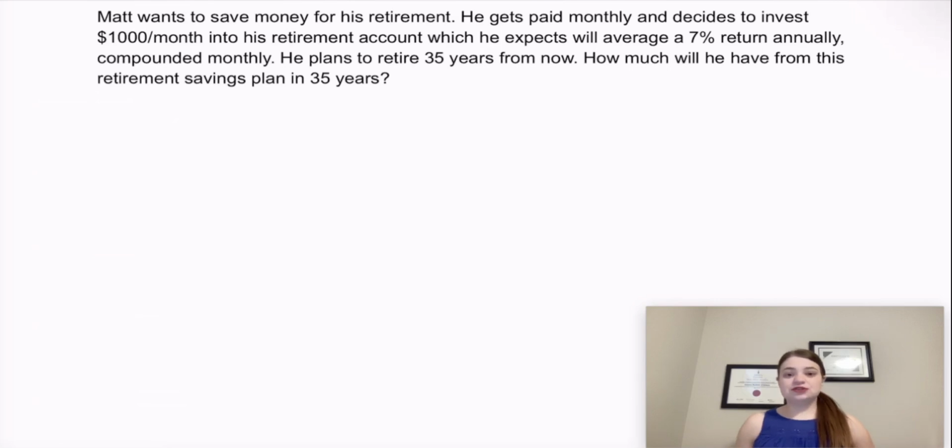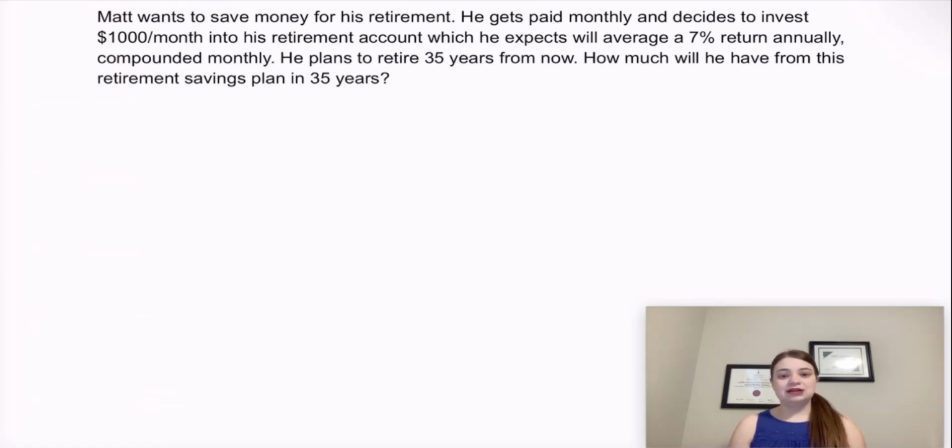Okay, so let's first discuss why wouldn't we just use the regular future value equation? Well, the regular future value equation assumes that we put in a certain amount of money up front. So maybe instead of paying $1,000 a month for 35 years, he'd pay $12,000 a year for 35 years, and he puts that money all in right now. But that's not what's happening here. He's not putting all the money into the account right now.